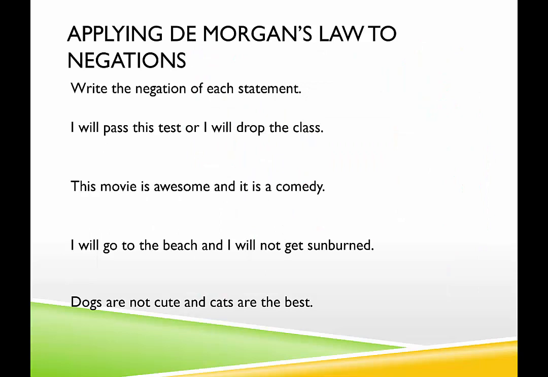Let's look at some examples. So as always, I encourage you to pause the video and try to write the negation of these 4 statements using De Morgan's law, and then we can talk about them after. Okay, so we want to keep in mind that the negation of an or, of a disjunction P or Q, is equivalent to not P and not Q. And the negation of a conjunction, P and Q, is equivalent to not P or not Q, right? So we kind of like distribute that negation sign.